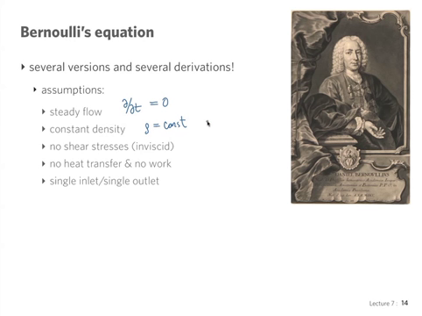There are no shear stresses, so basically the fluid is inviscid, viscosity equal to 0. No heat transfer, no work. So Q equal to 0, work equal to 0 in our thermodynamics. Basically, these three together are saying that the flow is reversible. This is a reversible situation. It's ideal. Okay? Bernoulli applies to ideal flow. But we'll see in many cases this is a good approximation.